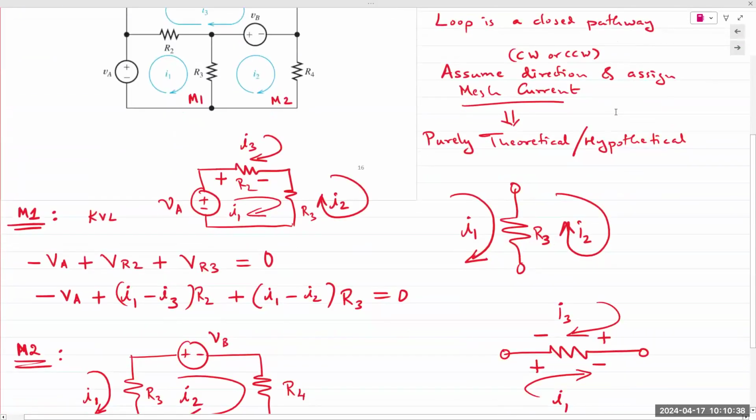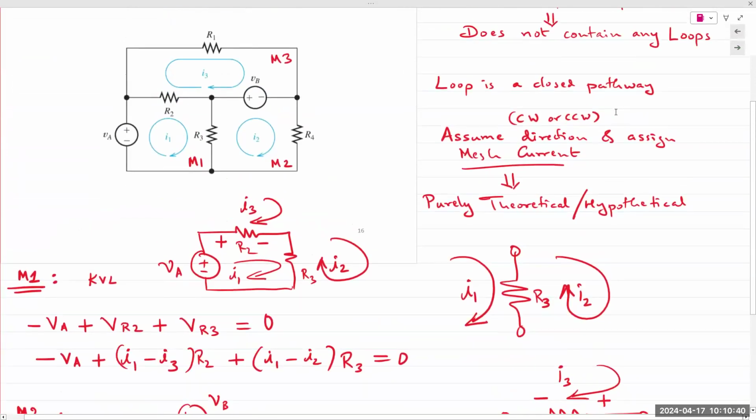Okay, brief recap. Mesh current analysis uses KVL to generate equations. KVL means we are summing up voltages around a loop. In this case, the loop is a mesh, which is a simple loop that does not contain any other meshes inside it. Those mesh currents are hypothetical. They are not real. At the beginning of the analysis, the first step is to identify all the meshes, assume a current direction, and assign mesh currents to each and every loop.